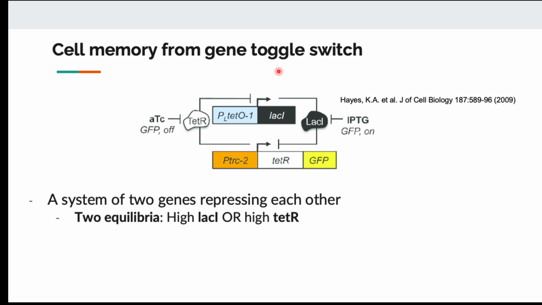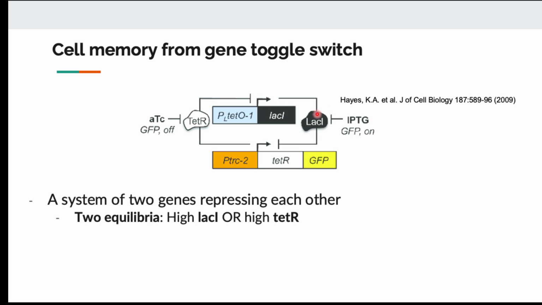So people have identified a genetic switch where one gene, LacI, represses the transcription of another gene, TetR, and TetR can also repress the transcription of LacI. So it's like a competition between two genes. LacI can repress TetR and TetR can repress LacI. So there are two equilibria in this system.